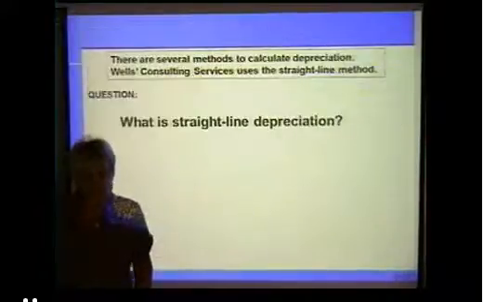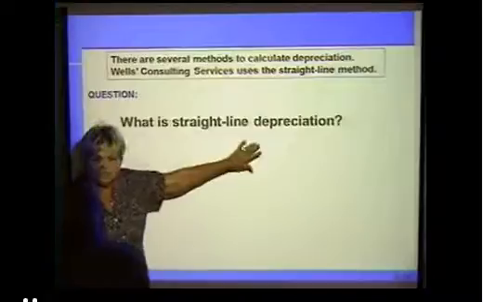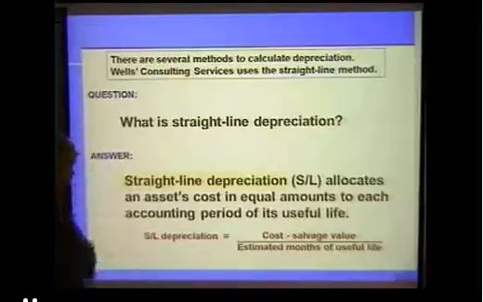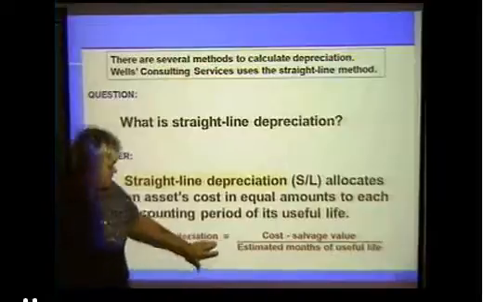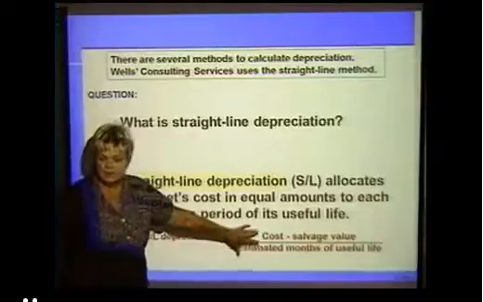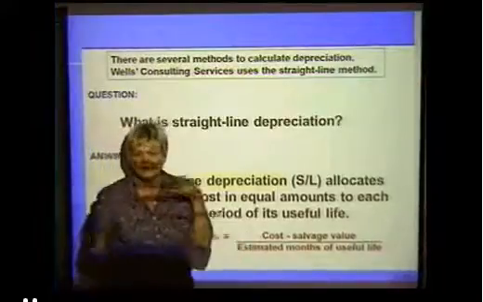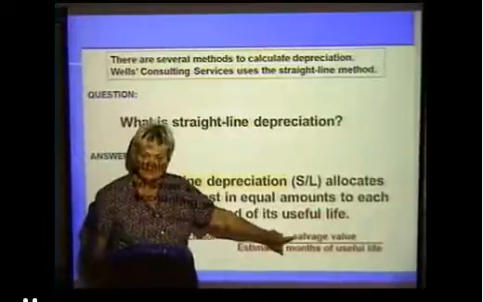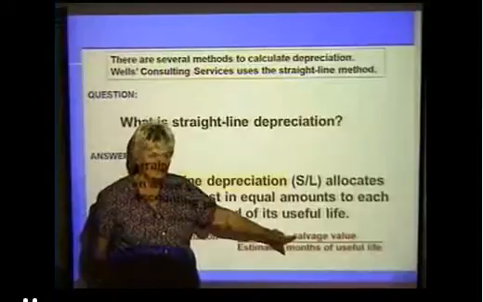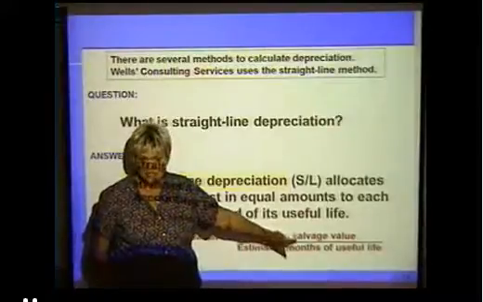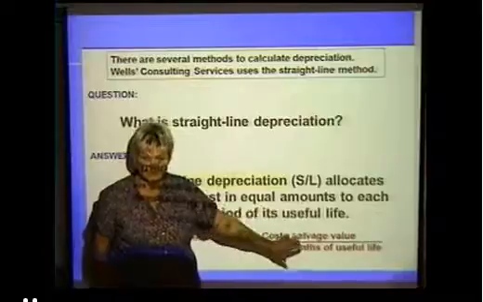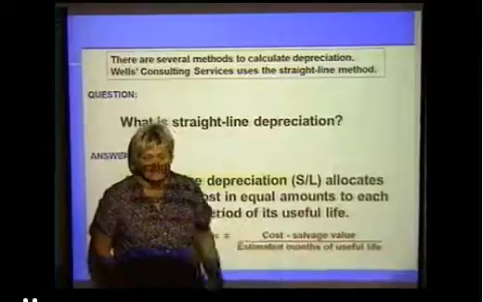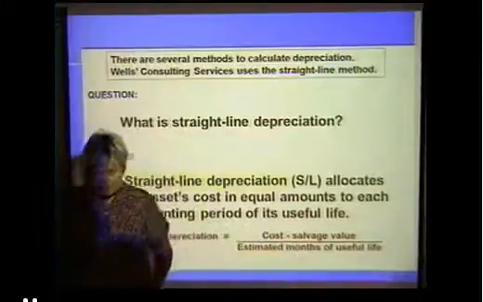Okay, so here's how we figure it. We're going to use what we call straight line depreciation. And here's the formula for straight line depreciation. Take the cost of the equipment, or whatever the piece is that we're depreciating, the equipment or the vehicle, minus any salvage value that we think the equipment would be worth at the end of its useful life. Maybe just junk, scrap iron, whatever. So we have cost minus the salvage value, divided by the estimated months of the useful life.